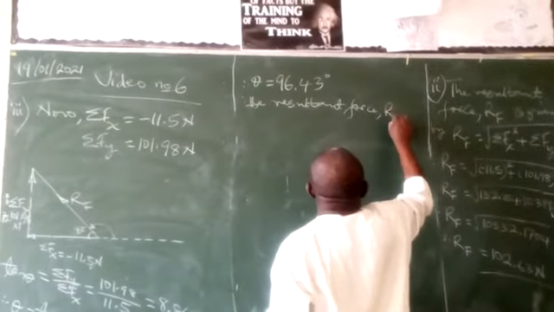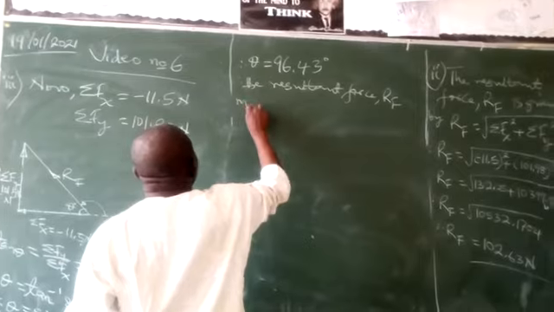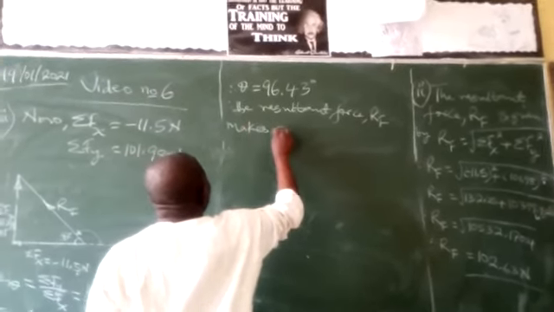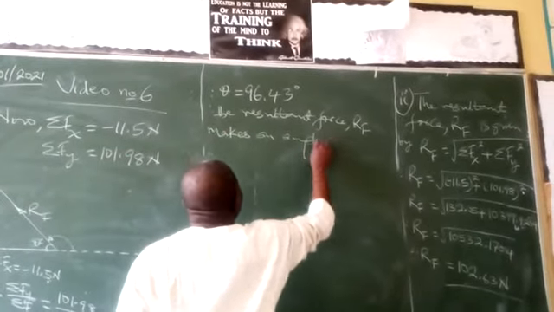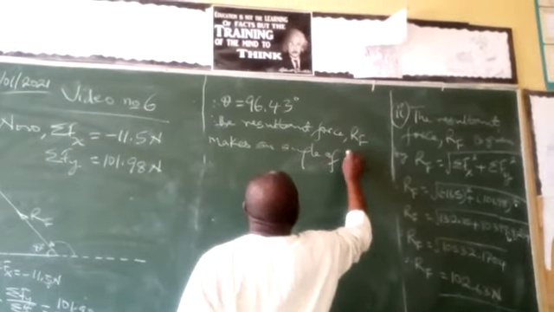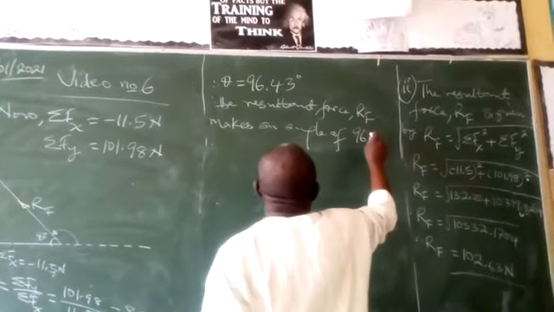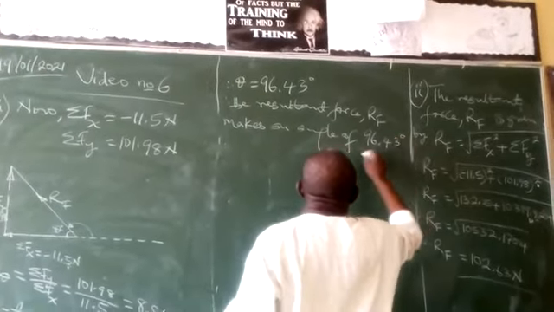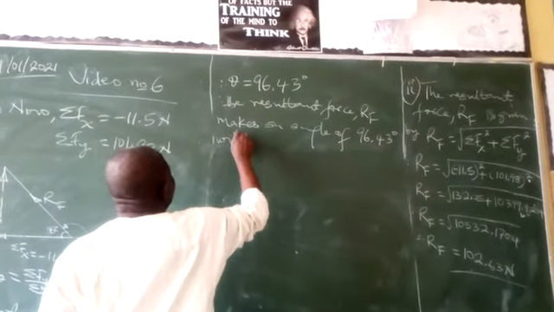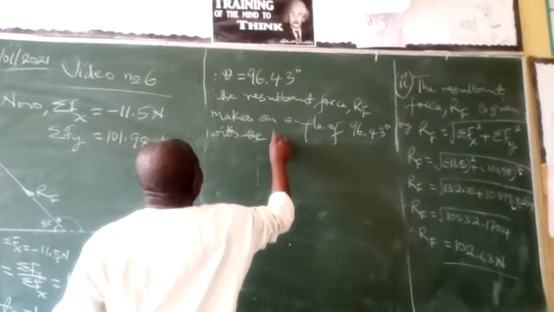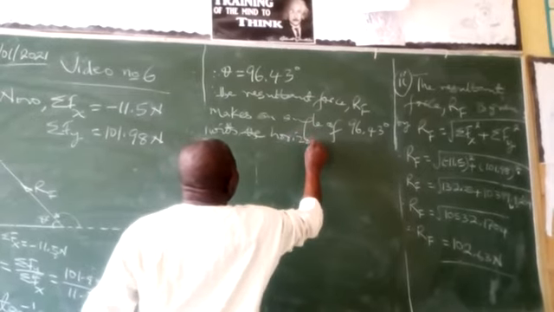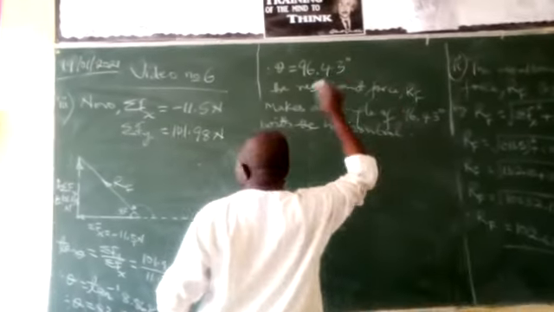Therefore, the resultant force F makes an angle of 96.43 degrees with the horizontal. I think that answers the question.